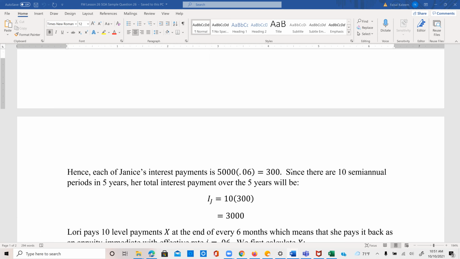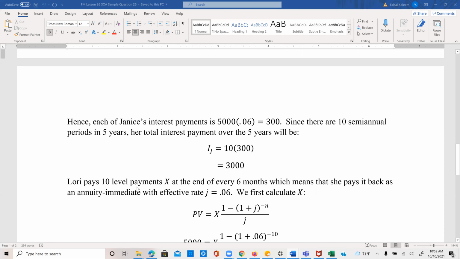So there are 10 semi-annual periods in the 5 years, and her total interest over the 5 years will thus be 10 times 300, because each of her interest payments is 300. So her total interest is 3,000.